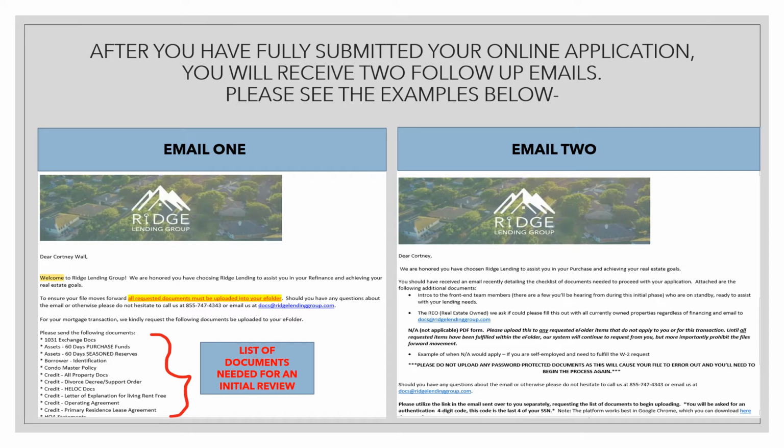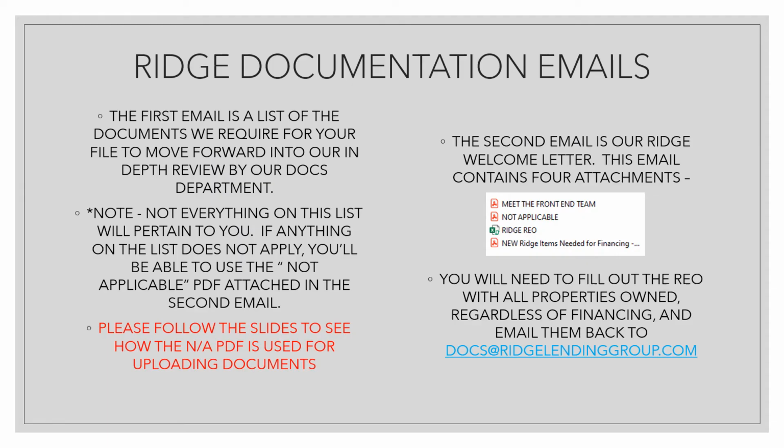Once you have fully submitted your online application, you will receive 2 follow-up emails. Please see the examples of the emails listed below. The first email is a list of documents we require for your file to move forward into our in-depth review by our docs department. Please note, not everything on the list will pertain to you. If anything on the list does not apply, you'll be able to use the not applicable PDF attached in the second email. The second email is our Ridge welcome letter.